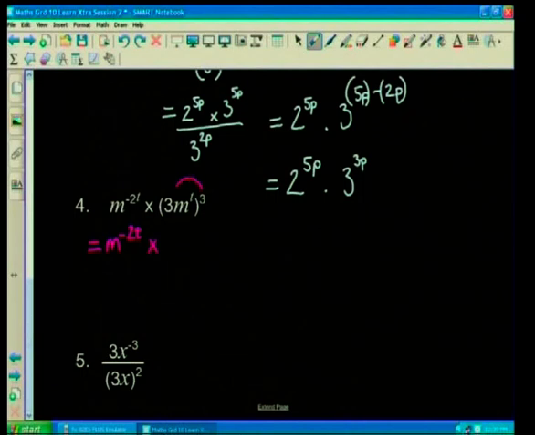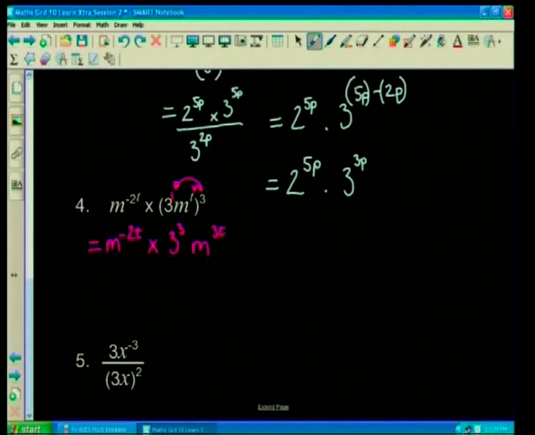3 times by 1. Where is the 1, I hear you ask? There it is over there. So 3 times by 1 gives us 3 to the power of 3. And 3 times by t gives us m to the power of 3t.